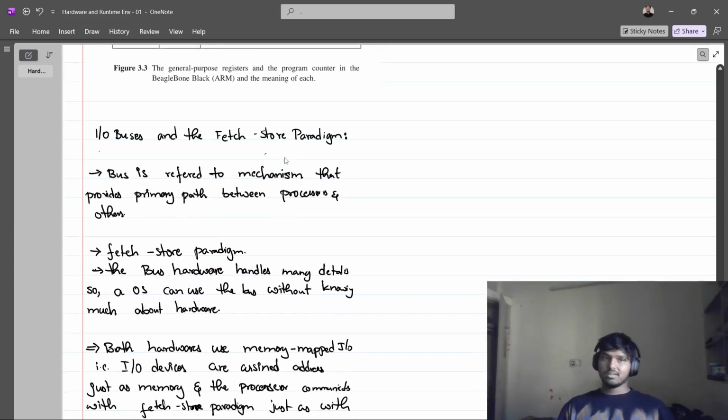So next, we come to IO buses. What is a bus? A bus generally refers to the hardware pathway which is used by the processor to interact with memory or IO devices.